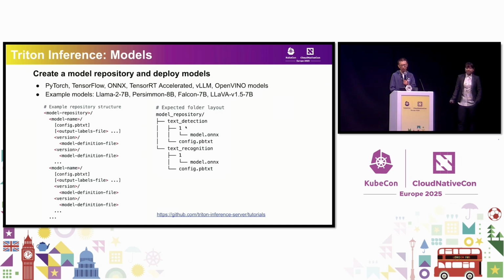On the right side, here are the examples. For example, you have a text detection model, version 1. You have another one, text recognition. Under this directory is the real model file. Triton supports, like I mentioned, all different varieties and types or formats of models. So this is how you populate the models. A lot of models are available online. You can just download them and store them in a storage or file system.